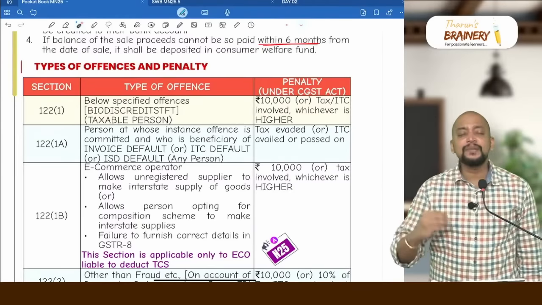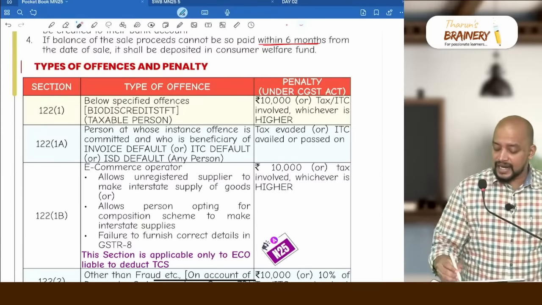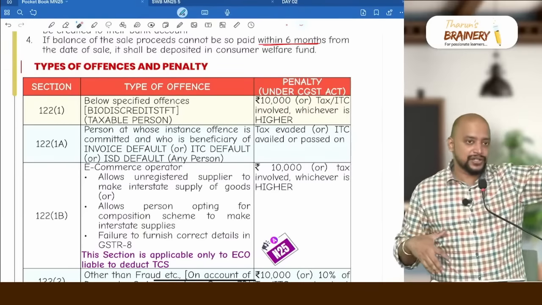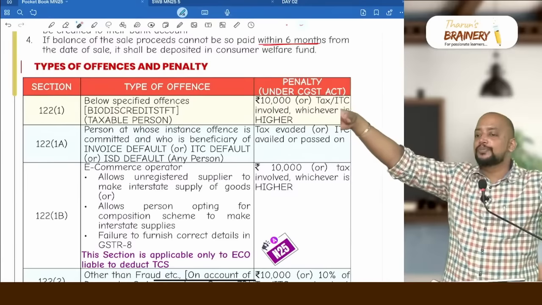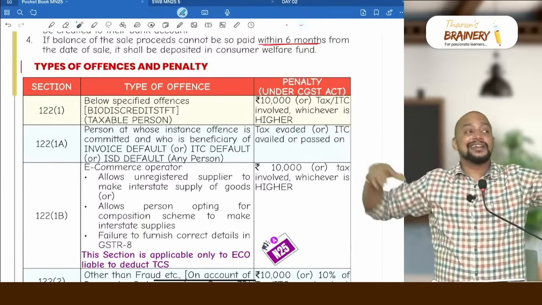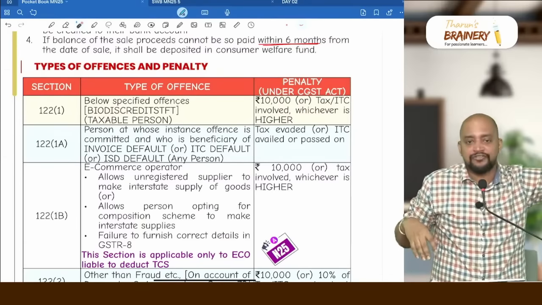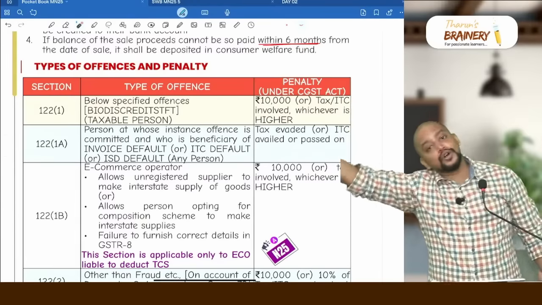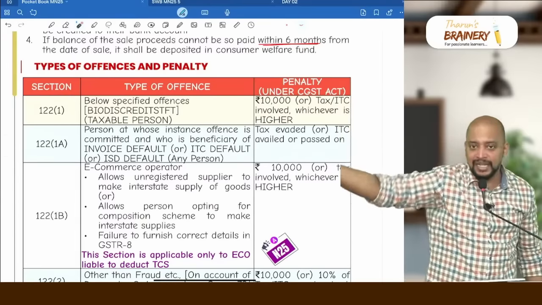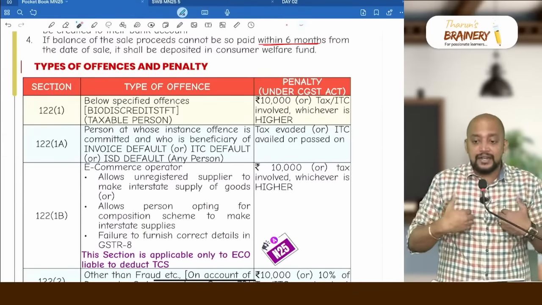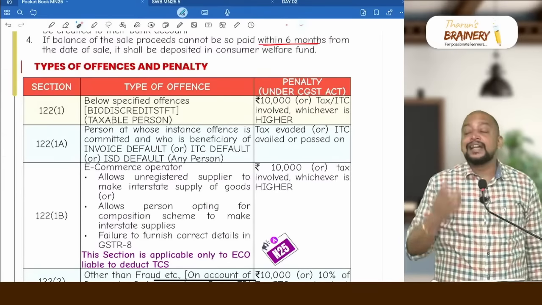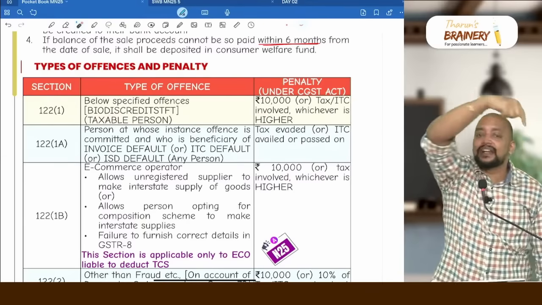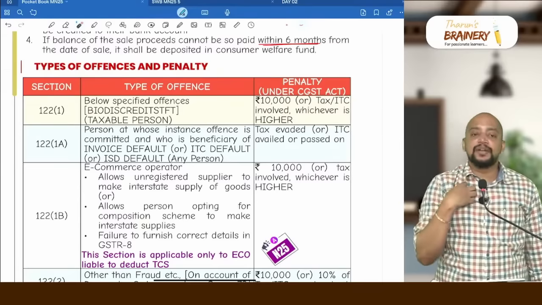And what will be the penalty? ITC evaded or ITC, tax evaded or ITC passed on, etc. For example, I am creating fake registrations. Because of these fake registrations, ITC could be transferred to some other person. Now in that case, on the suppliers there will be invoice default 122 subsection 1, whereas on recipients who enjoyed the ITC also 122 subsection 1 ITC default will be there, but on me, so that is a person who, at whose instance this offence is committed and retains the benefit out of these offences. On me, whatever is the tax evaded or ITC passed on, that much will be the penalty on me.